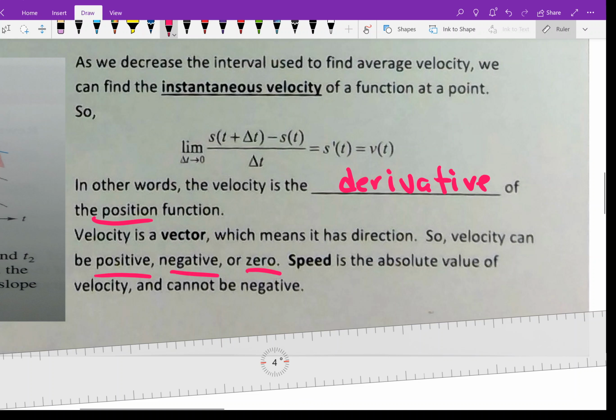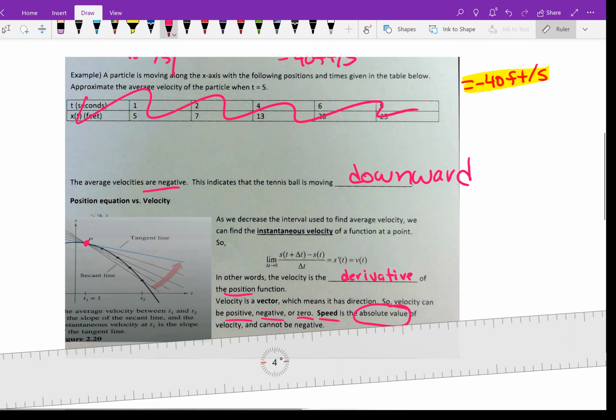Velocity is a vector, which means it has direction. That's why in that tennis ball example, it's negative, because it's going down. So velocity can be positive, negative, or 0, and then speed is always the absolute value of velocity, and it can't be negative.